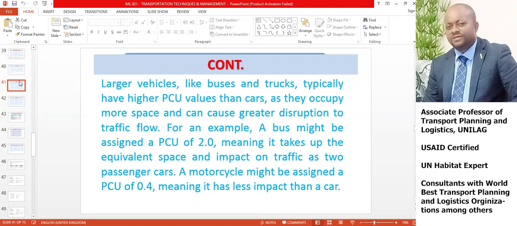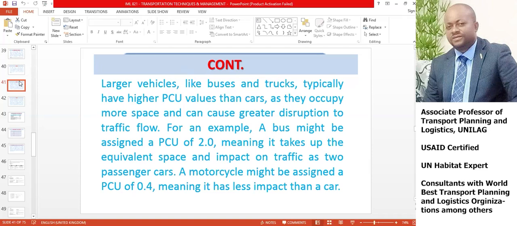Yes. Please, I just want to be clear. From this explanation, it means that the unit is a passenger car, right? It is coming down to passenger car. Let me land. I will come to that example.